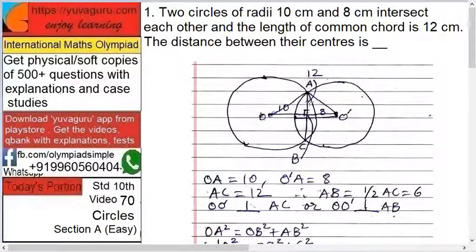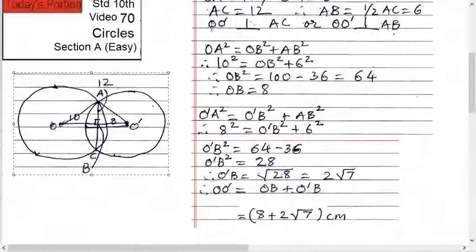AB is always half. Remember, the segment from the center to the chord of any circle, perpendicular to that chord, always bisects that chord. Okay, so that's why these two will be half and equal. So OO dash is perpendicular to AC. Why? Because the segment from the center to a chord bisects that chord and is always perpendicular to that chord.